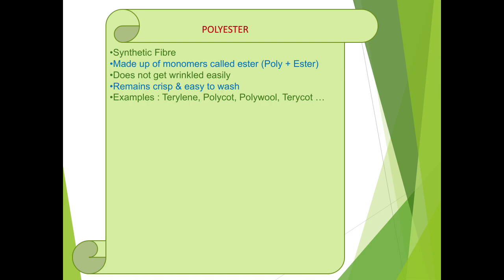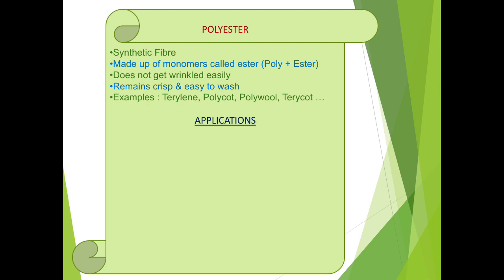Okay. Then they do not get wrinkled easily. That is one of its properties. They remain crisp and they are also easy to wash. Okay, some of the examples of polyester are terylene, polycot, polywool, terrycot, etc. The polycot is nothing but a mixture of polyester and cotton. Then what will be polywool? Yes, that will be a mixture of polyester and wool.